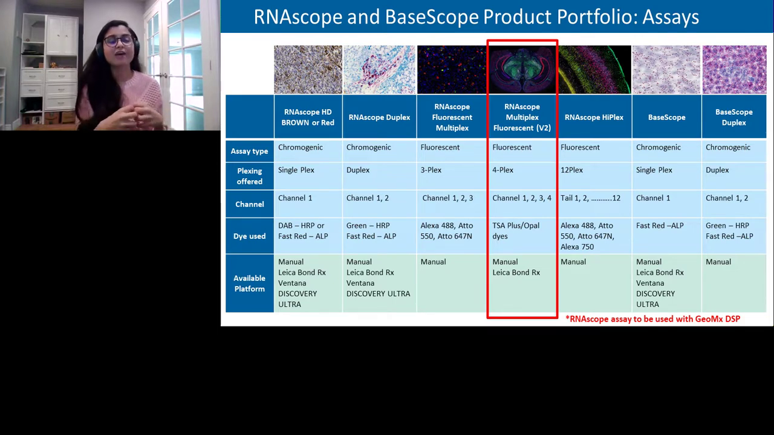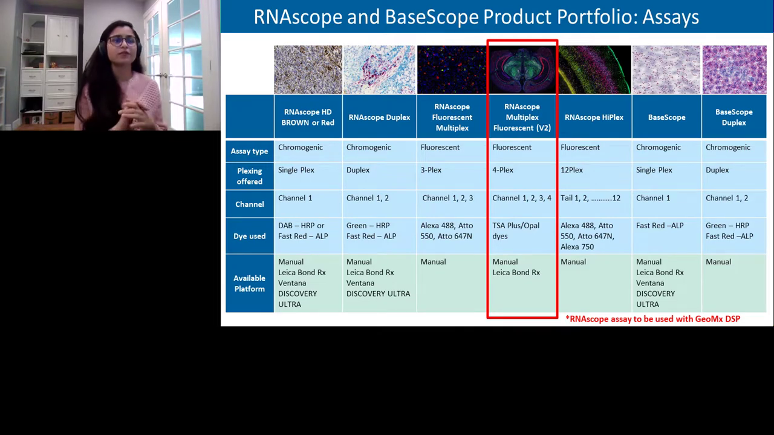And currently, we have over 25,000 catalog probes that are available to use. In addition, we can also custom design any probe you want as long as we know the target sequence of interest. In the next part of my presentation, I will talk about the RNAscope workflow in combination with the GeoMx DSP. And during that part of my presentation, I will focus on the RNAscope multiplex V2 assay. But for now, let's look at some of the applications of the RNAscope technology.